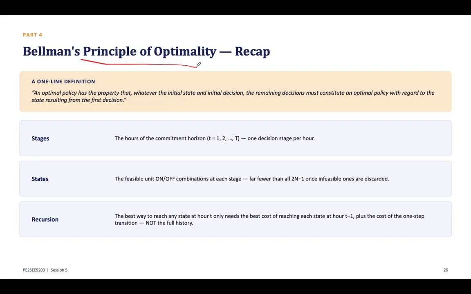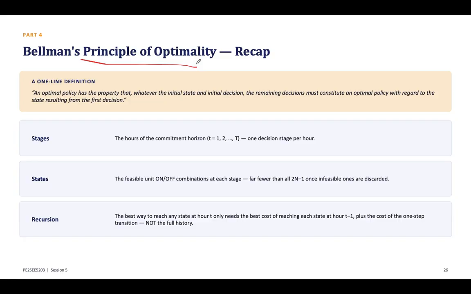The state is a feasible combination of units that are on, together with additional history information required by the constraints. So the recursion then compares possible predecessor states to determine the best way to reach a state at hour t. The algorithm doesn't enumerate all complete schedules from hour 1 again. It takes the already known best cost of each feasible predecessor, adds the transition cost and current production cost, and retains the minimum. This reuse of optimal substructure is the heart of dynamic programming.